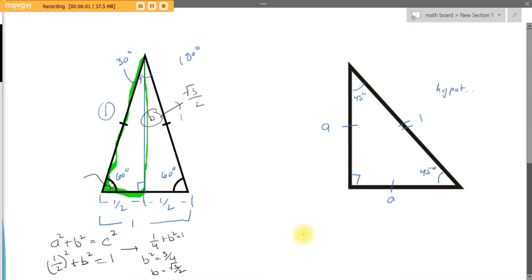Right? Cool. We can do the same with this triangle, except we're not cutting it in half. We're actually going to use it as is, as a whole. What are we going to do? Let's say, well, we have a squared.